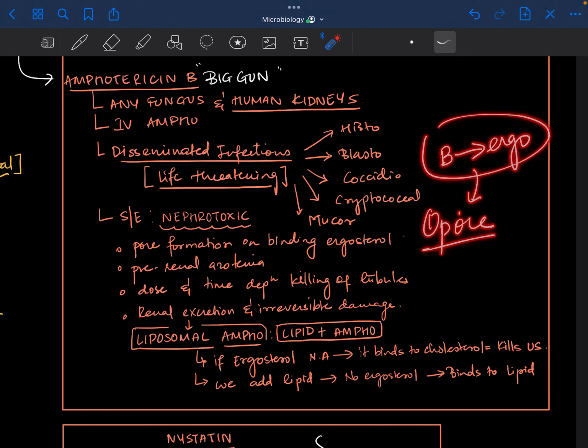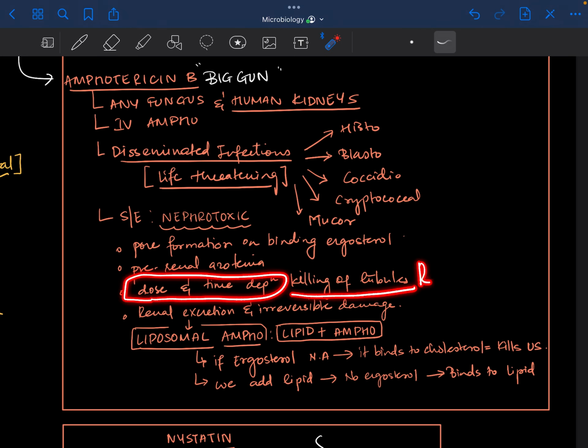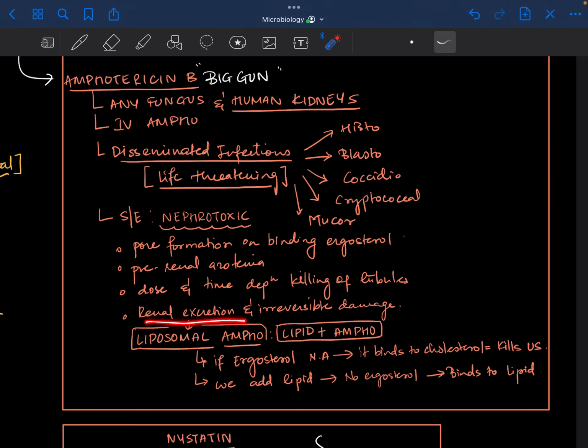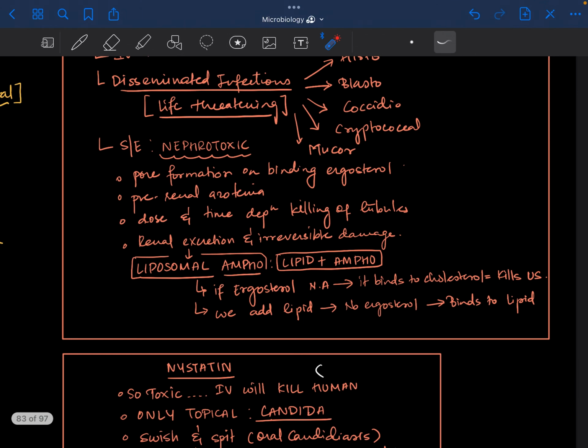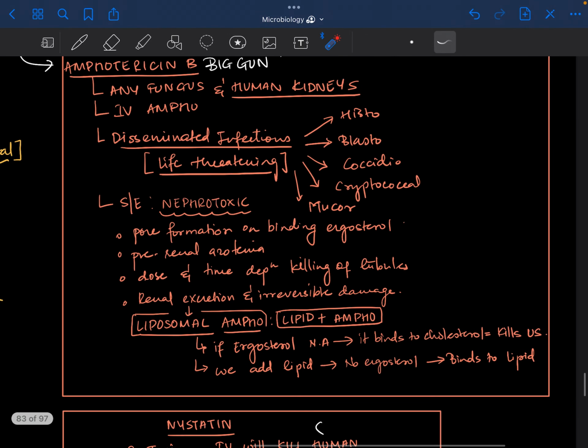This is one thing. It will also call pre-renal azotemia, and the toxicity is dose and time dependent, killing of the tubules, renal tubules. And because it has renal excretion and irreversible damage, what happens is, okay, I've written it here, but I'll explain it to you again.